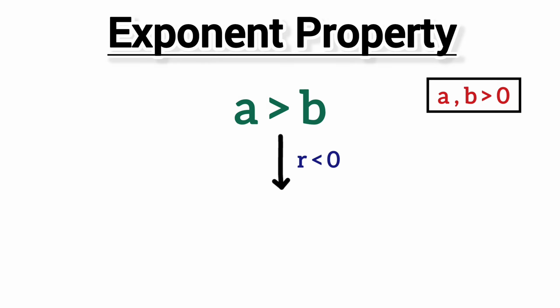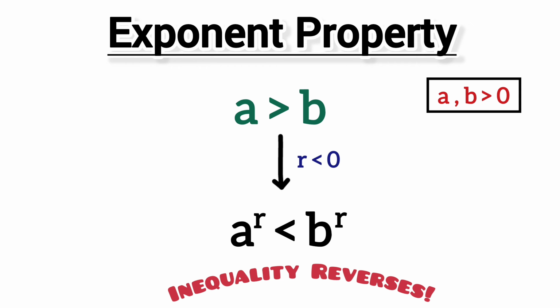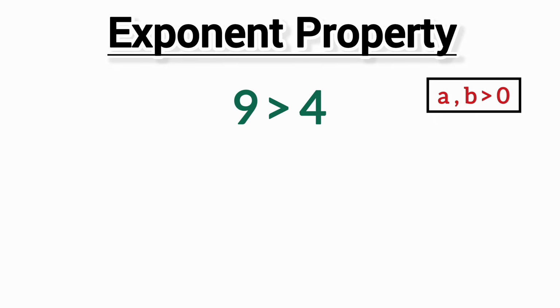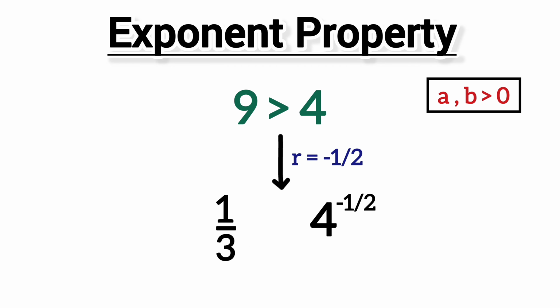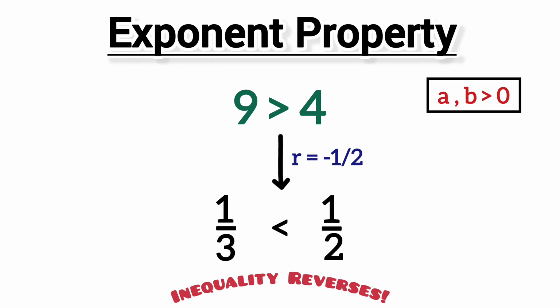But what if r is less than 0? In that case, as you can guess, the inequality reverses. Like from the previous example, 9 is greater than 4. Take r as minus 1 by 2. So 9 raised to the power minus 1 by 2 becomes 1 by 9 raised to the power 1 by 2, or 1 by 3. And 4 raised to the power minus 1 by 2 is 1 upon 4 raised to the power 1 by 2, that is 1 by 2. And we know that 1 by 2 is greater than 1 by 3. So here the inequality reverses.